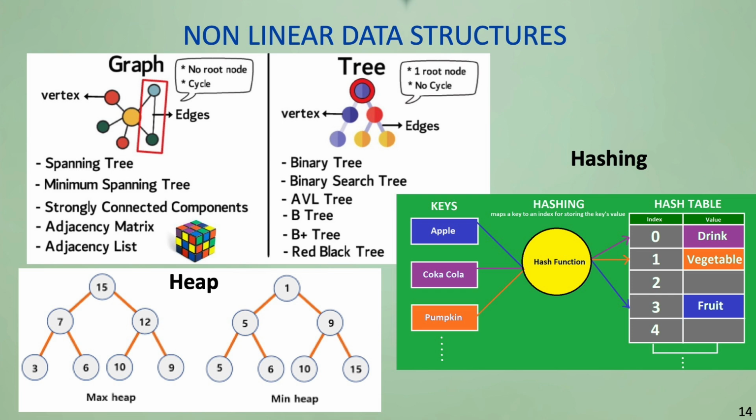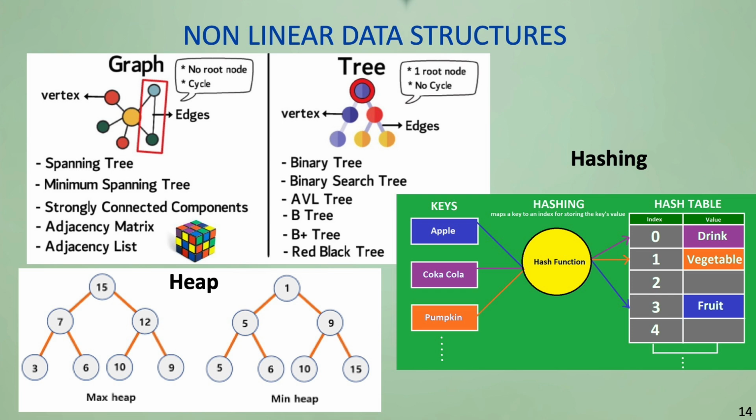Another data structure is heap. We also call heaps priority queues. There are two different types of heaps which we will be studying later. One is max heap and another one is min heap. With max heap, the root will have the maximum value compared to the children, whereas in the case of min heap, the root will contain the minimum element.